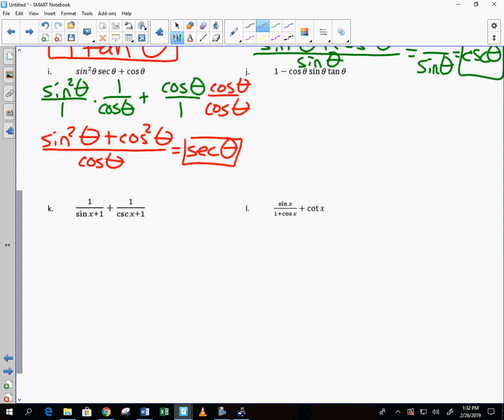How about letter J? This is a problem where if you guys approach this right now, everybody should be able to work through this one. You tell me a strategy. What do you want to do? Good. 1 minus cosine of theta over 1 times sine of theta over 1 times sine of theta over cosine of theta.